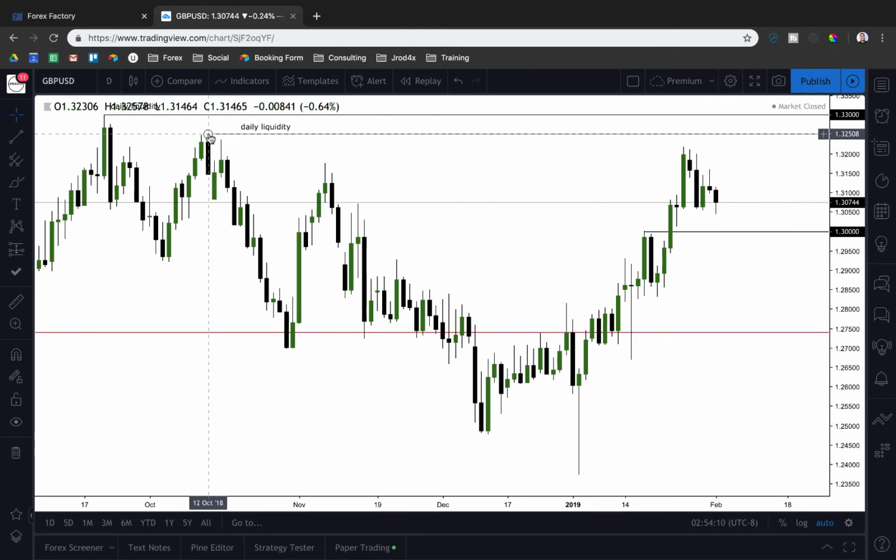So the next level of daily liquidity will be resting above this high, which comes in at 1.3250. From where we're at now, that's about 250 pips, so that's a pretty significant run up. Now that is a little bit longer term, so I'm not saying that we will get that by the end of the week. It is possible, but I'm not 100% sure whether they're just going to continue going up from here.